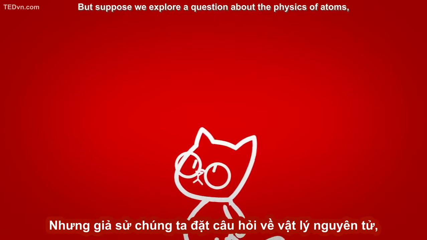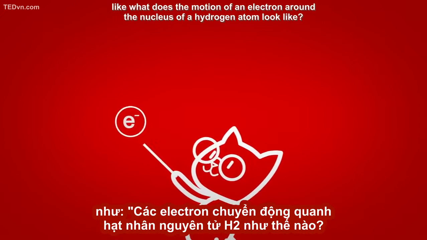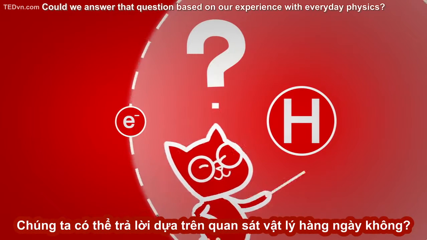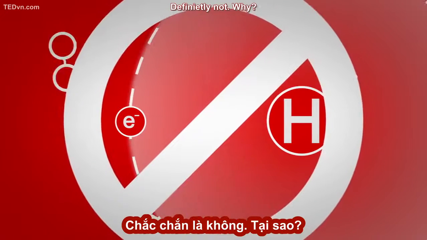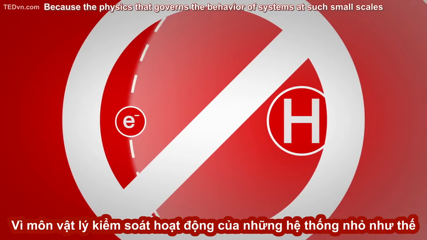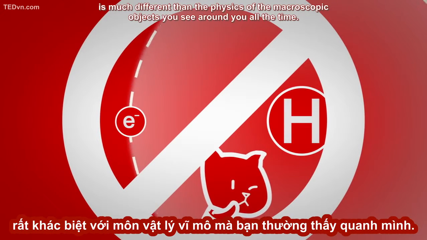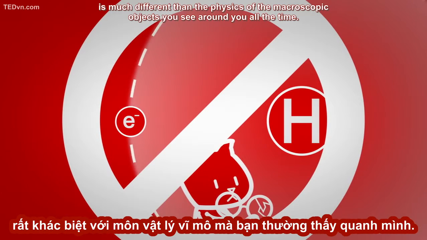But suppose we explore a question about the physics of atoms, like what does the motion of an electron around the nucleus of a hydrogen atom look like? Could we answer that question based on our experience with everyday physics? Definitely not. Why? Because the physics that governs the behavior of systems at such small scales is much different than the physics of the macroscopic objects you see around you all the time.